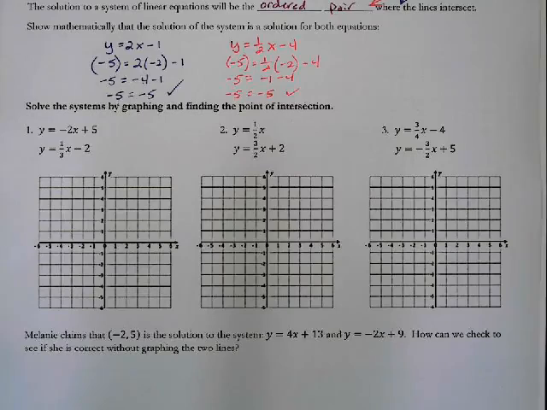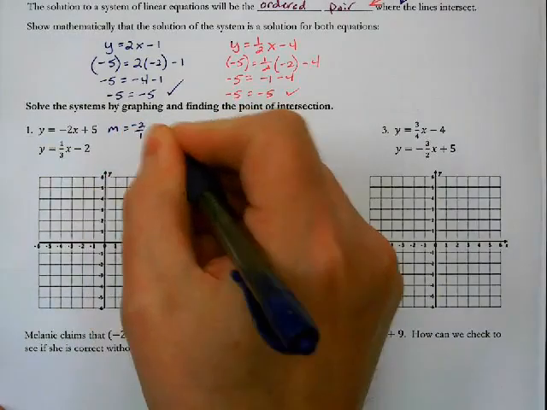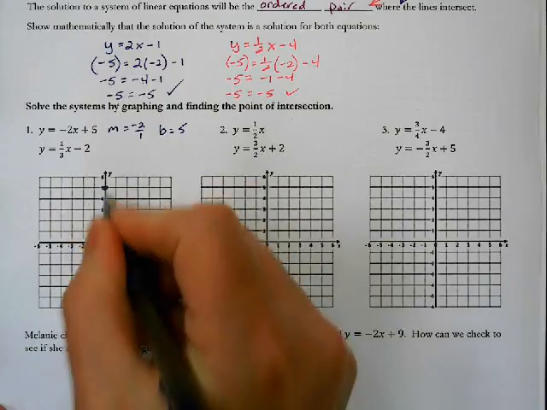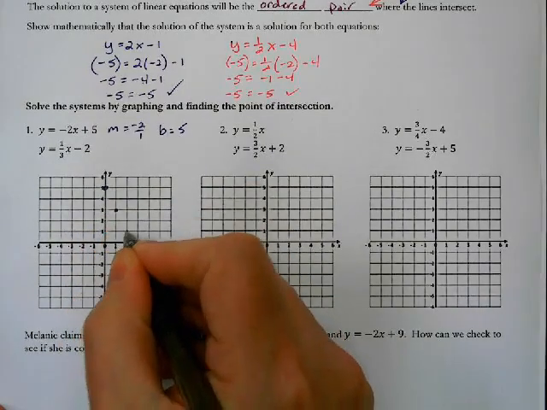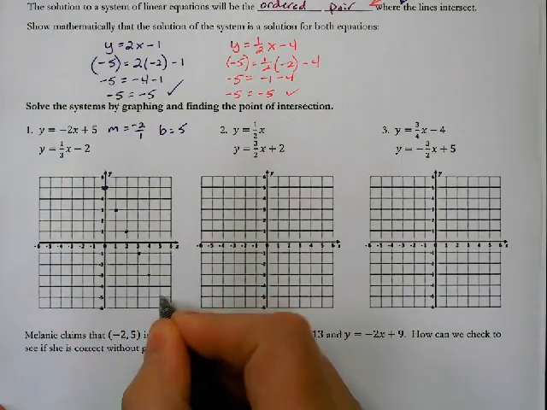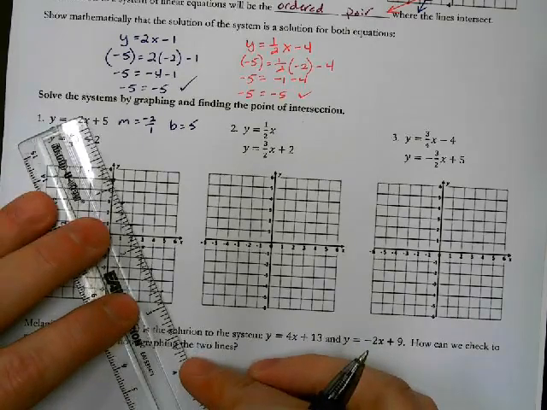All right, I'm going to go a little bit fast through this. My slope is -2/1. My y-intercept is 5. So I go up 5, and then I go down 2/1, down 2/1, down 2/1, down 2/1. There's my first line. Those are all the solutions that work for the first equation.